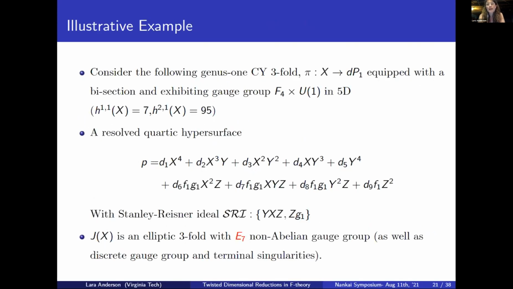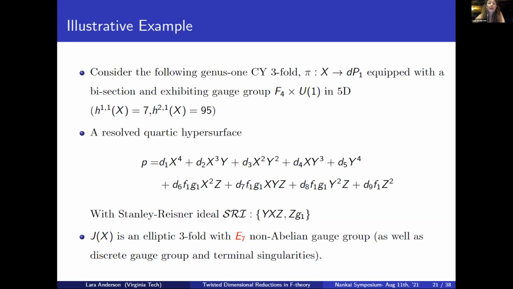So let me provide an example that my collaborator Paul Ullman came up with a couple of years ago that first started us down this rabbit hole of trying to understand these geometries. Here is a particular description of a genus 1 fibered manifold over the base dP1, where you can look at the singular fiber structure, the number of fibral divisors, and you can see that this looks to be a resolution of something with non-abelian symmetry F4 times U1 in 5D. This is described as a particular resolved quartic hypersurface.